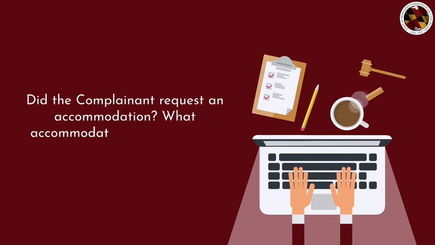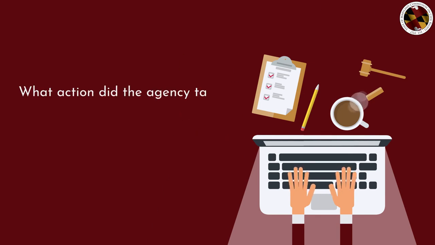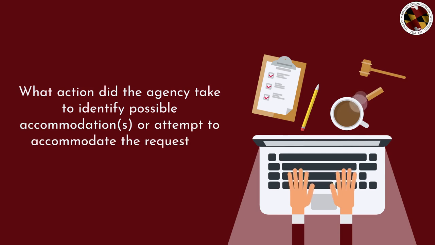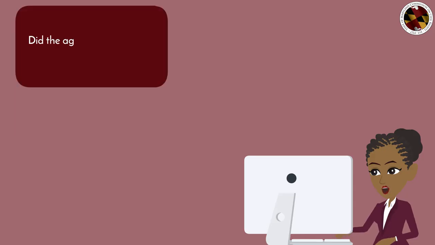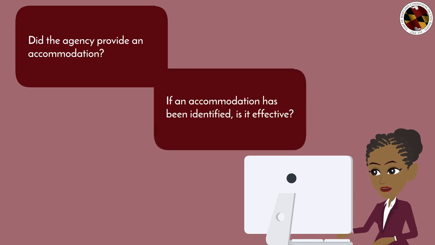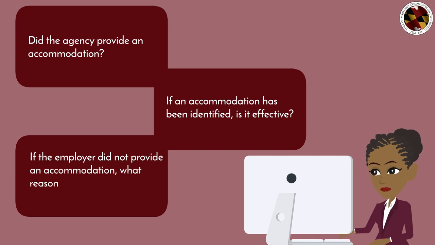What accommodation, if any, did the complainant suggest? What action did the agency take to identify possible accommodations or attempt to accommodate the requesting employee? Did the agency provide an accommodation? If an accommodation has been identified, is it effective? If the employer did not provide an accommodation, what reason has the employer given for its refusal?